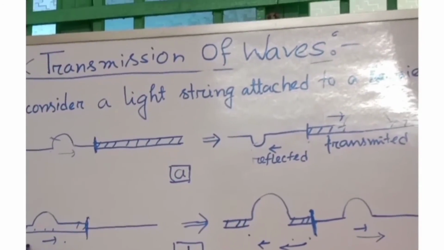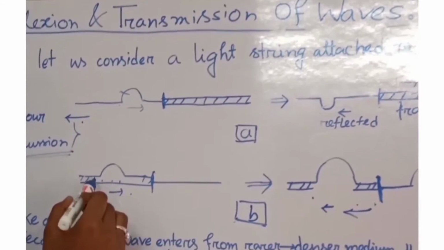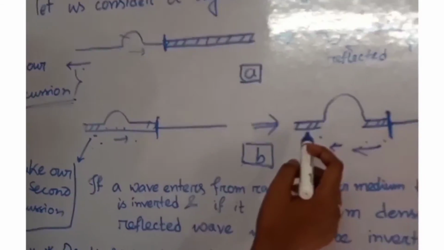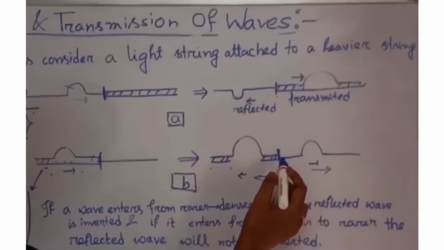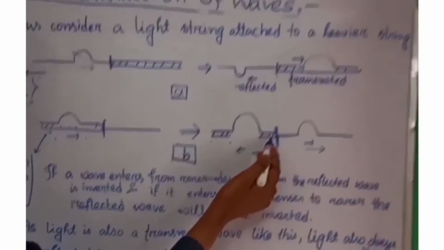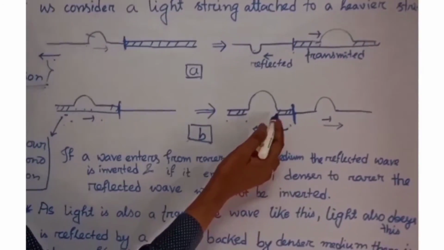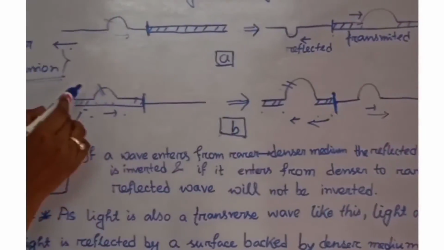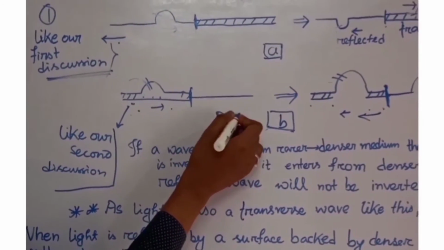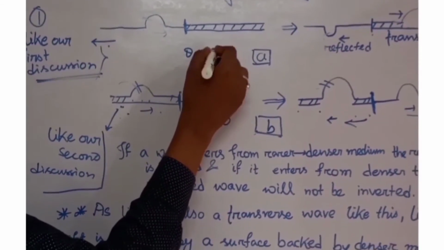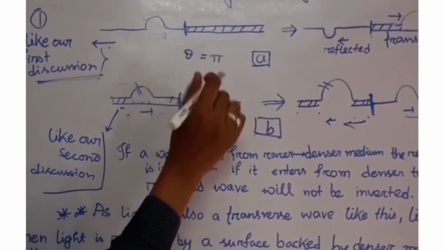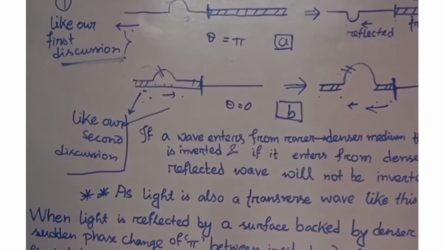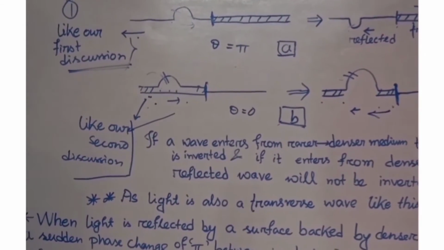And the second case, when the pulse is created in the heavier string, then what happens? Then the phase difference between the reflected pulse and the previous pulse, that is this and this, is 0 degrees. Theta equals 0 degrees here, and theta equals 180 degrees or pi here. That can also be understood from our second discussion.